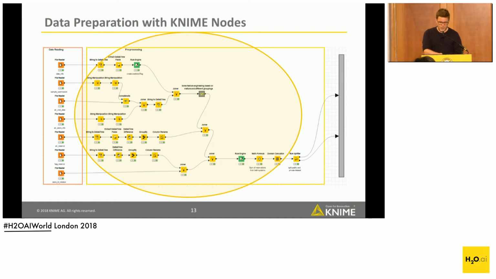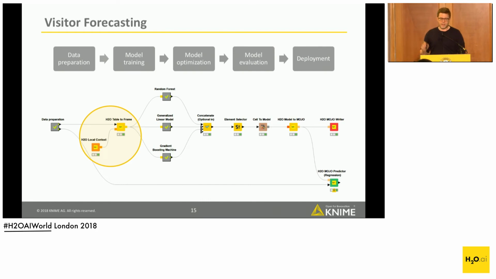Okay, so the output of this bit more involved workflow is basically one large table with a lot of features in there for each restaurant, each day. Data is cleaned up, features generated, done. In the next step, I fire up an H2O cloud in my KNIME using this H2O local context. And I convert this big table with the H2O table to frame node from KNIME to this H2O cloud.